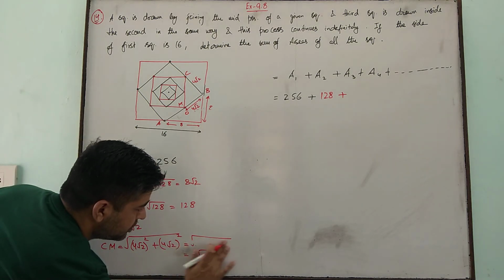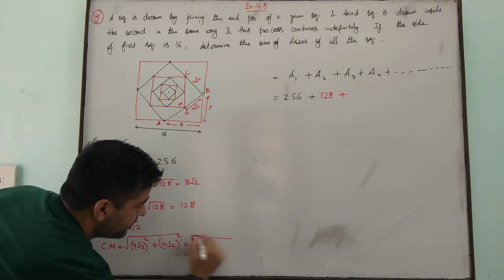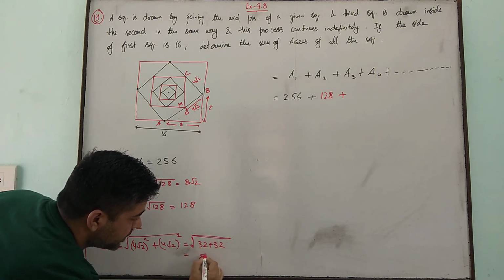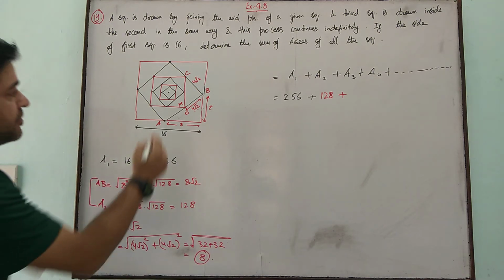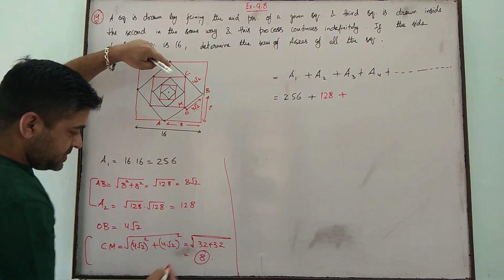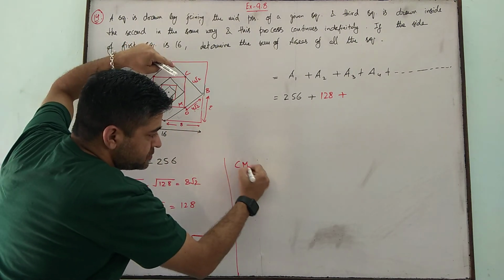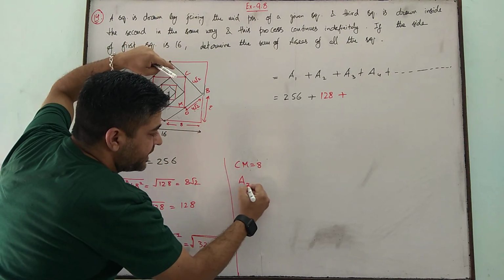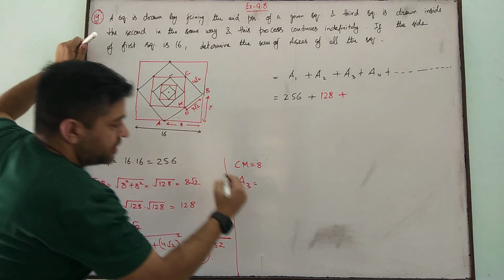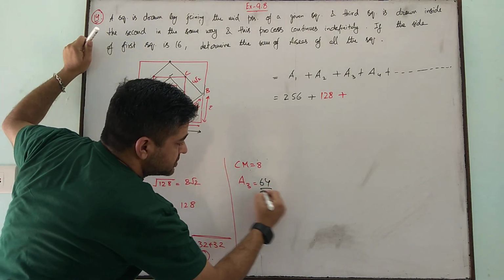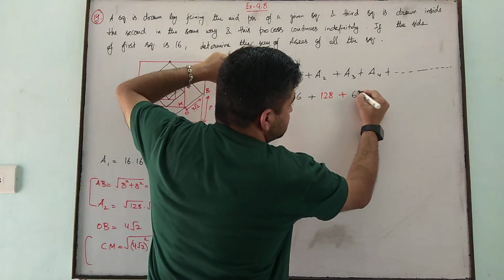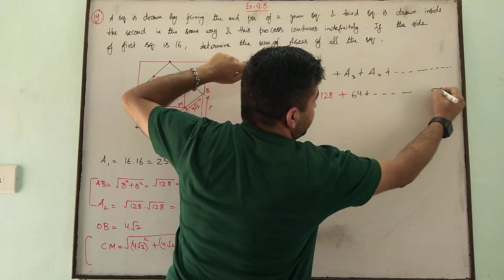Sorry, 32. Yeah, this will be 32, so we get 8. So your CM length is 8. So the area A3 for the third one is 64, that is 8 into 8. So A3 is 64, and so on up to infinity.